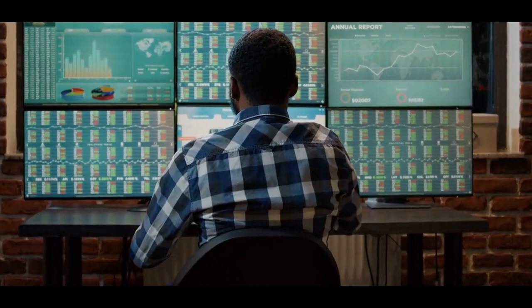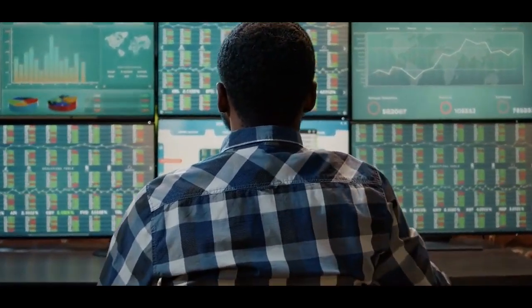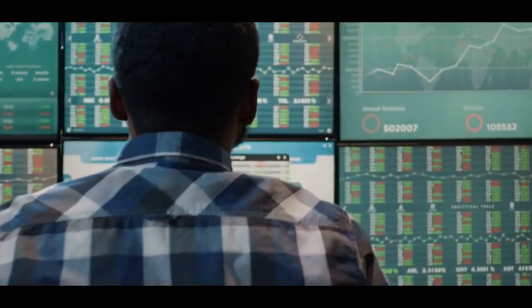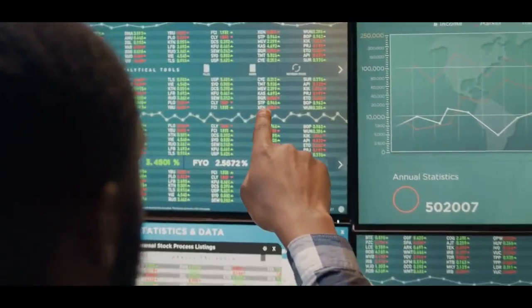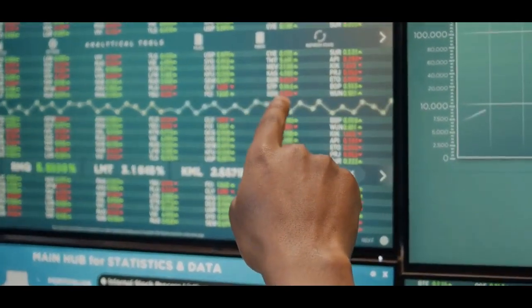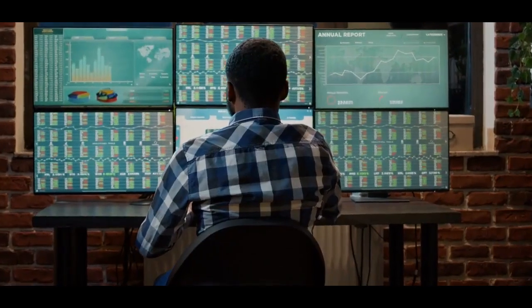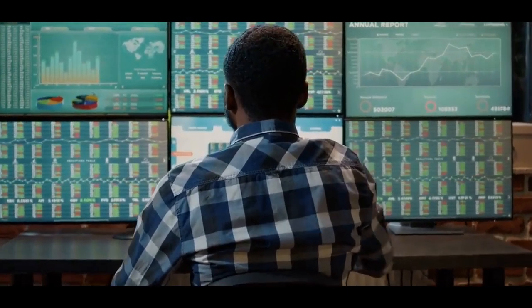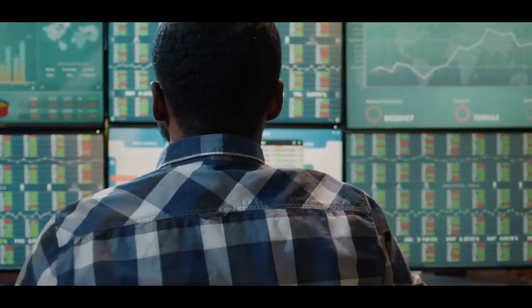So, let's dive in. Define your goals and needs. What are you looking to achieve with your investments? Are you a beginner trader seeking educational resources and guidance, or an experienced trader who values advanced charting and analysis tools? Clearly defining your goals and needs will help you identify the features and services that are most important to you when choosing a trading platform.